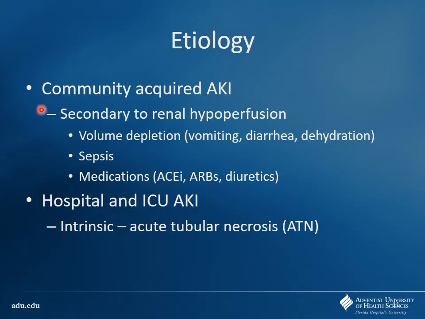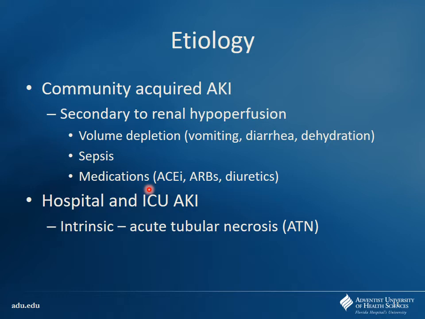Looking at community-acquired AKI, usually it's going to be secondary to renal hypoperfusion. We see this a lot, especially in patients with really significant gastroenteritis, a lot of vomiting, dehydration, diarrhea. In the summertime, imagine patients who are out there when it's routinely above 100 degrees and super humid. They may not be drinking water like they should. They get dehydrated and this can occur. And the medications. I mentioned the diuretics, also the ACE inhibitors. How do you think that would cause hypoperfusion of the kidneys?